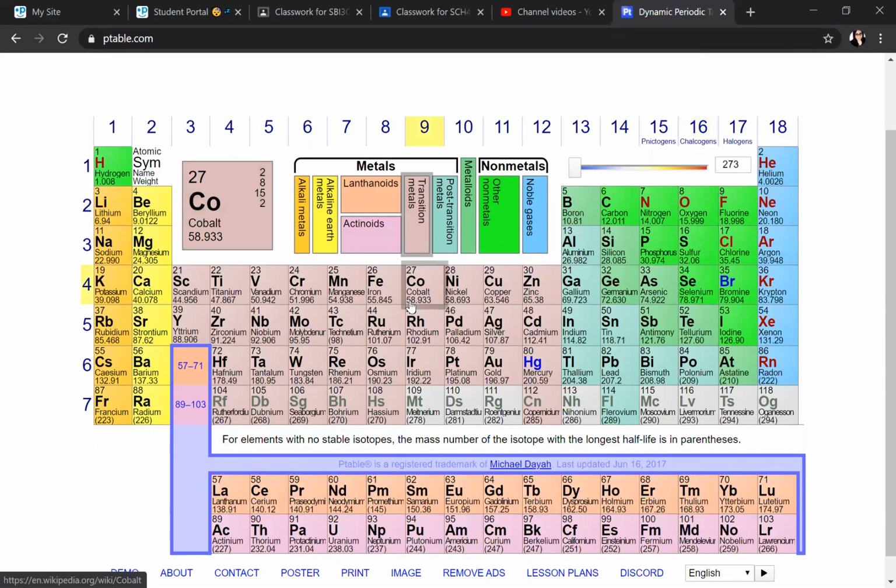Same thing for something like cobalt. Cobalt is atomic number 27. It has an atomic mass of 58.9. Again, just round up to the nearest whole number. Therefore, you would use number 59.